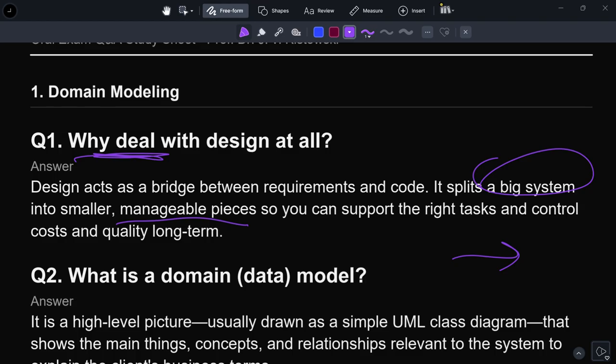And in that way, you split the big scary system up, right? For example, you put it in different layers, and you control quality.